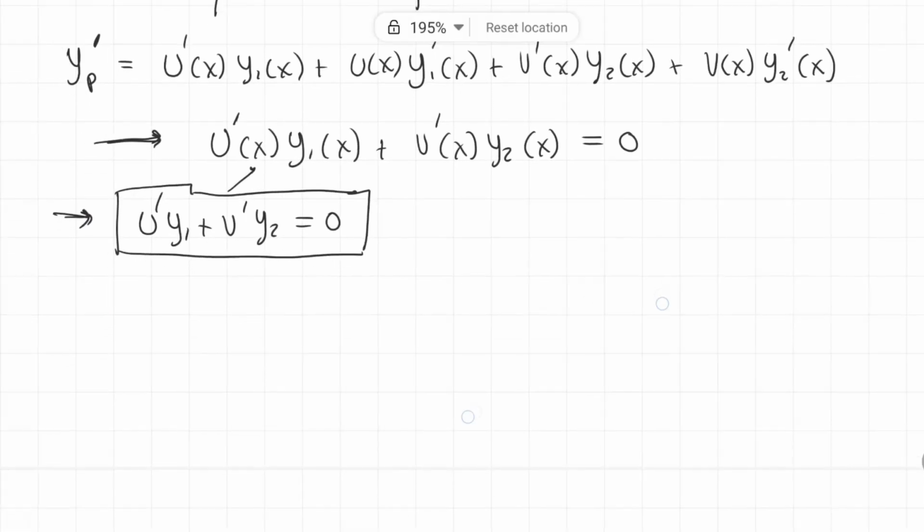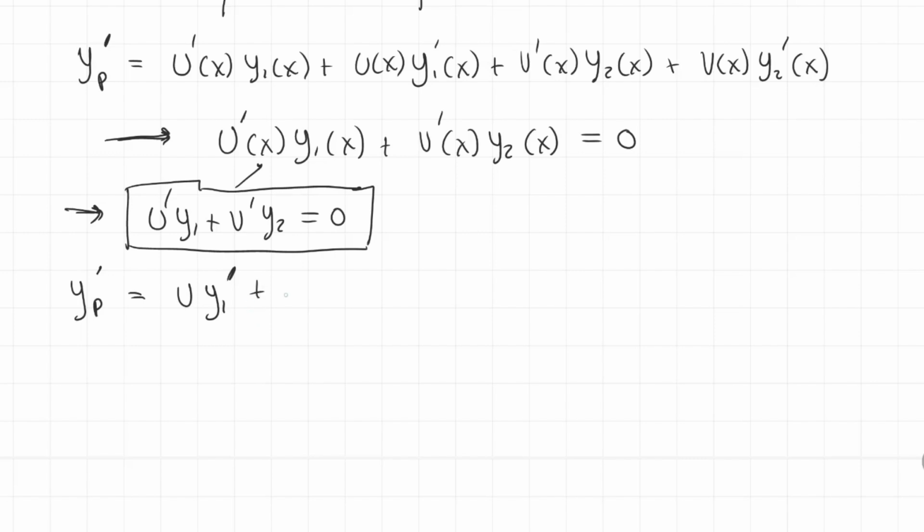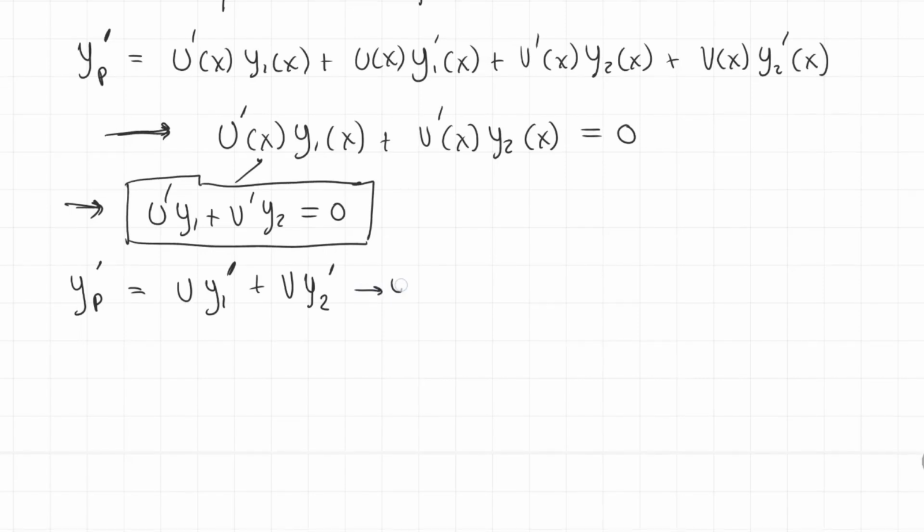So that means that if this is equal to 0, then yp prime is going to be u times y1 prime plus v times y2 prime. Then we can calculate yp double prime, which is equal to u prime y1 prime plus u times y1 double prime plus v prime y2 prime plus v times y2 double prime.